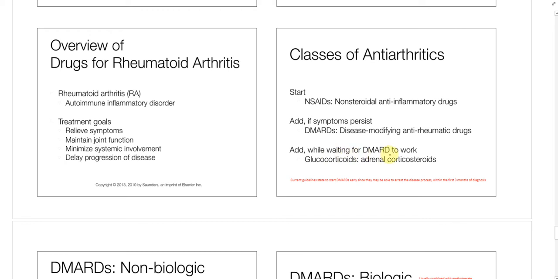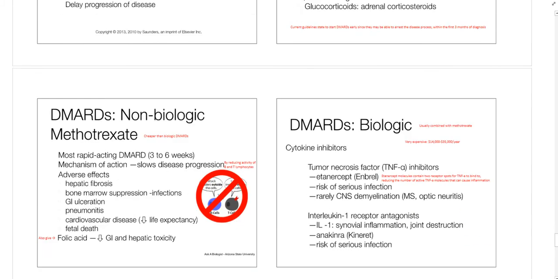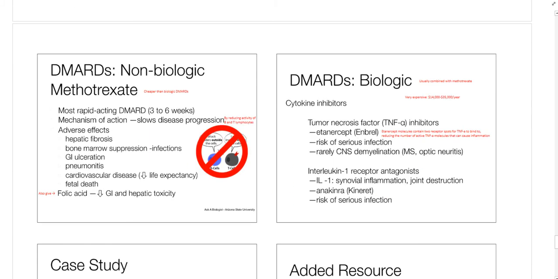And while waiting for those DMARDs to work, we also would consider giving glucocorticoids to help control a lot of those symptoms. So DMARDs come in 2 different flavors. We've got our non-biologic and our biologic. The non-biologic are cheaper than the biologic. The biologic can range from $14,000 to $35,000 per year. And as it is, the biologic versions are usually already combined with the non-biologic.